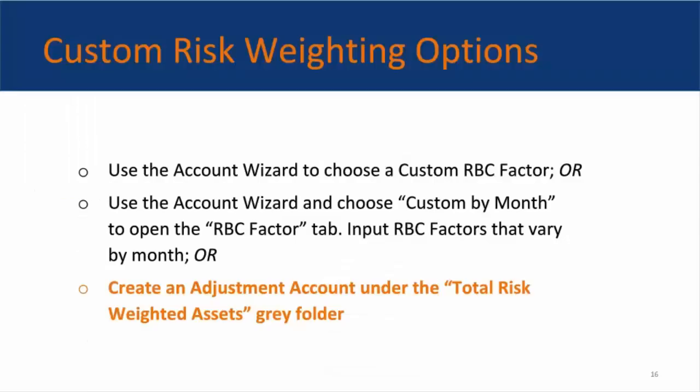Now there are a number of other risk weights, however, that are introduced by Basel III that are best handled with an adjustment account. So let's take a look at an example of how to use the last of these three ways of changing Compass to include these Basel III requirements. That's the adjustment accounts, and see how that works.